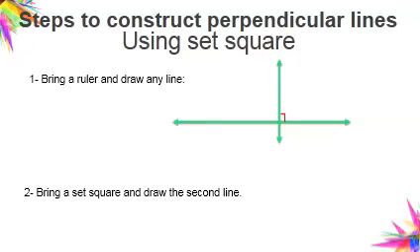You can name them whatever you want. I'm going to name them AB and CD. So those are two perpendicular lines. So the steps are very easy. You just use a ruler and the set square. Great.